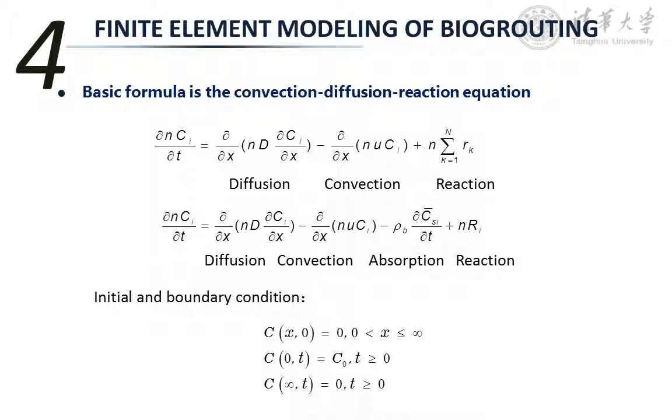The fourth part is the finite element modeling of the background. The basic formula is the convection, diffusion, and reaction equation. The three items on the right of the equation represent the diffusion, convection, and microbial chemical reactions respectively. Then we can also consider the adsorption between reagents and the porous medium, and use the second formula for modeling.